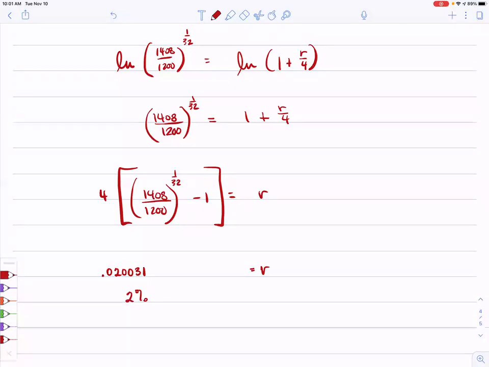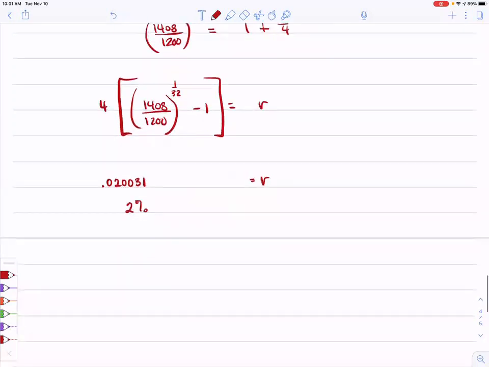Okay, for instance, if my answer had been 0.02051, then I would have said this is 2.05%. You see what I'm saying? I wouldn't have done the rounding first and then the percentage. Do the percentage first, then the rounding.